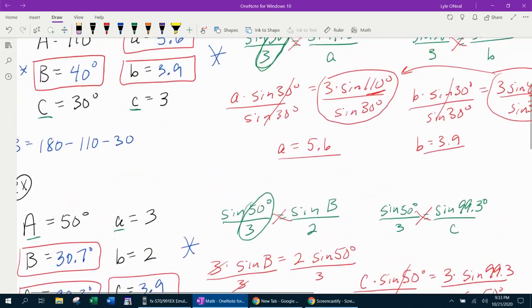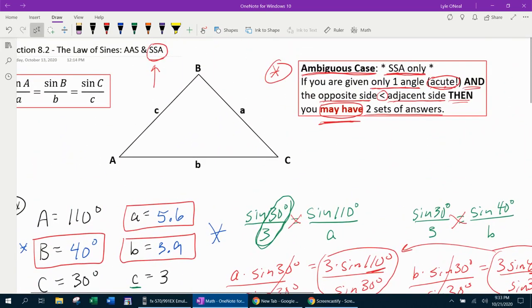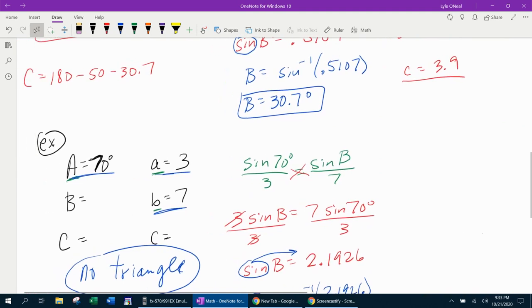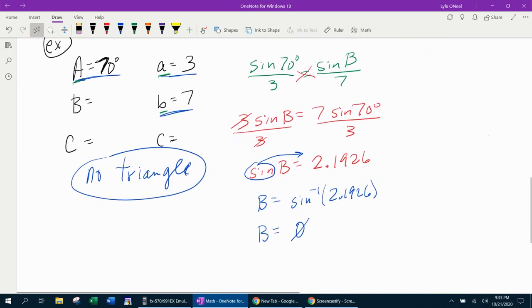Just so you know, if you have the ambiguous case, notice it says you may have two sets of answers. Guess what? You may not. It may be no solution or no triangle, or it may be only one triangle. So it doesn't have to be two solutions. It could be no solution, one solution, or two solutions. And you're not going to know necessarily what it is until you start working the problem.